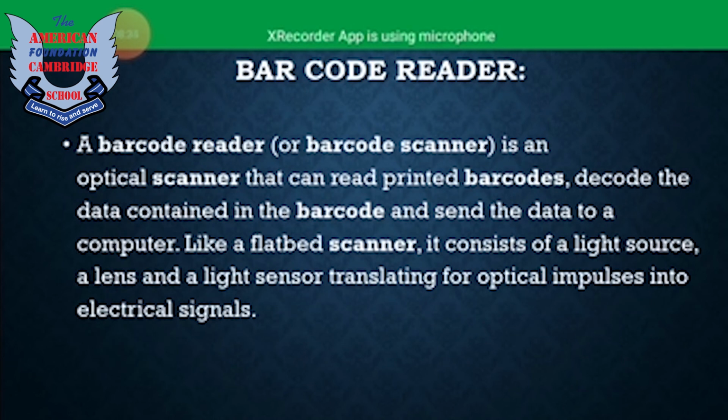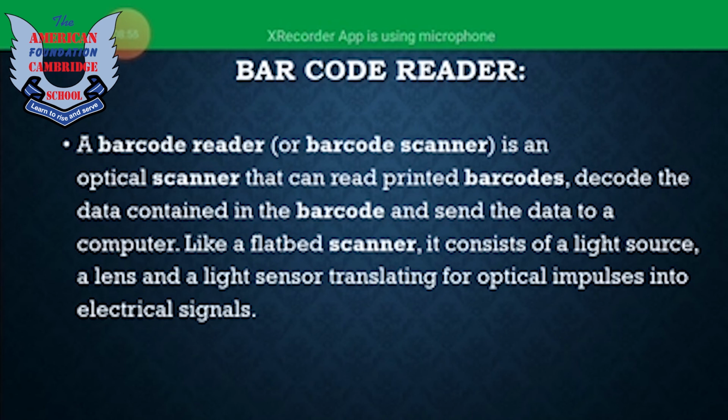Barcode reader. As you have already seen, at many supermarket checkouts, the price of each item is read by passing its barcode over a laser. The detector picks up the reflected beam. The light pulses are then changed into electrical signals for the bill.